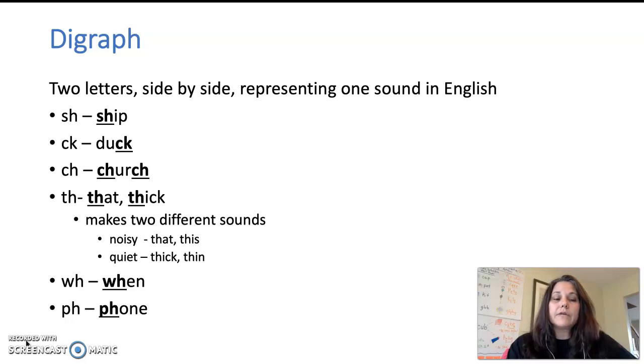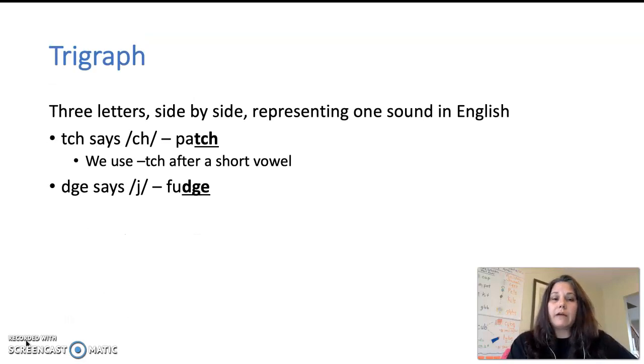Next we have the digraph WH, as in the word when. And finally, we have the digraph PH, which represents the sound f in words like phone or in Greek origin words. Moving on to trigraphs.